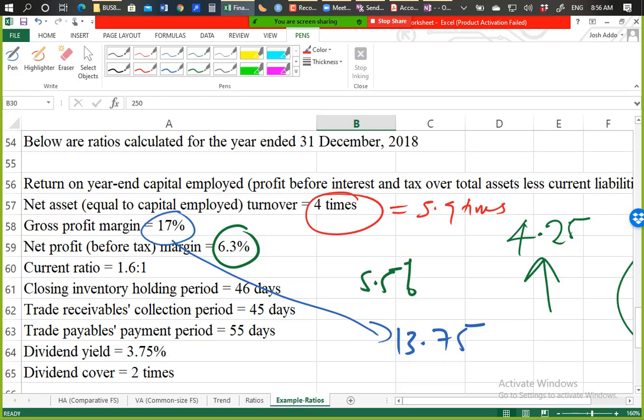Any questions about that? Closing inventory holding period, closing inventory turnover period. Any questions about it?